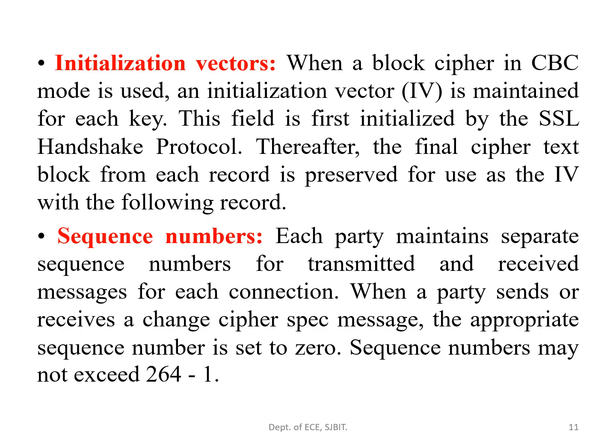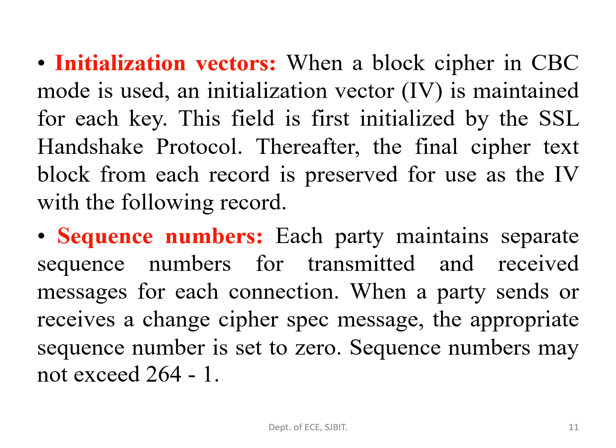Initialization vectors. When a block cipher in CBC mode is used, an initialization vector is maintained for each key. This field is first initialized by the secure socket layer handshake protocol. The handshake protocol is considered one of the control protocols. Thereafter, the ciphertext block from each record is preserved for use as the initialization vector with the following record.